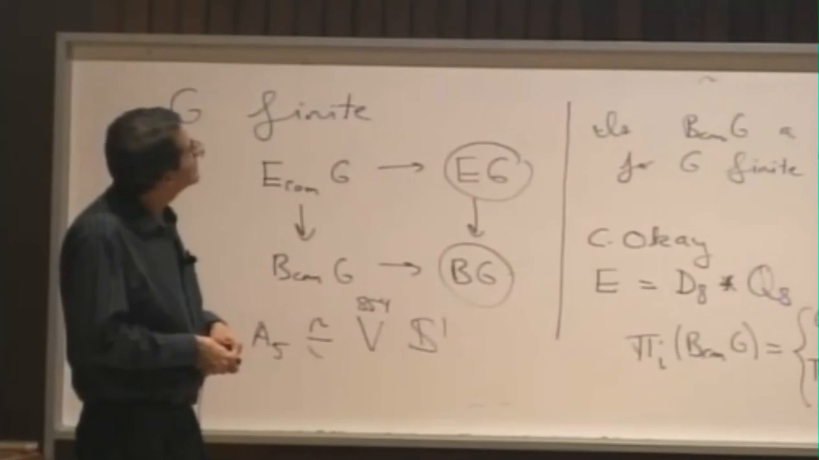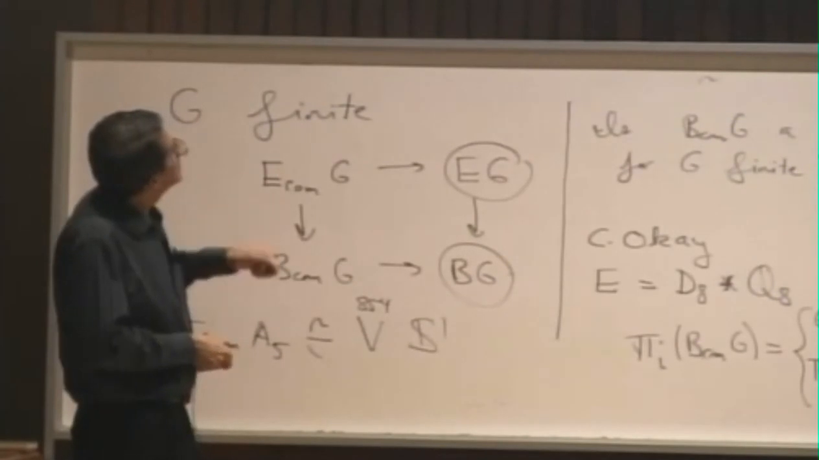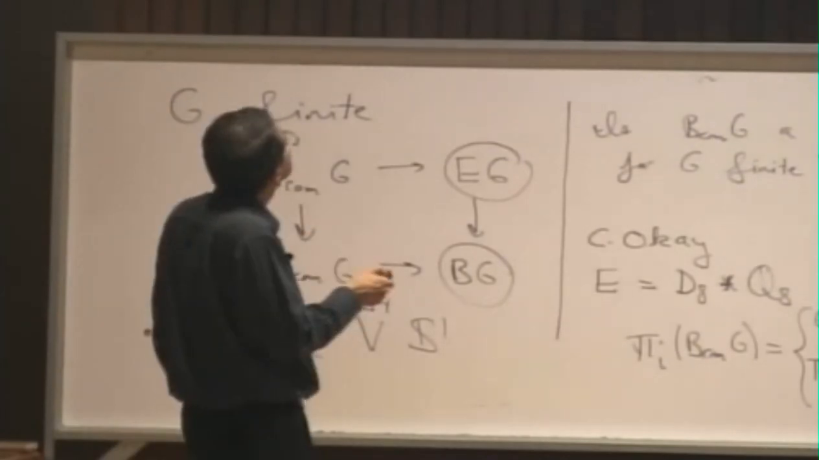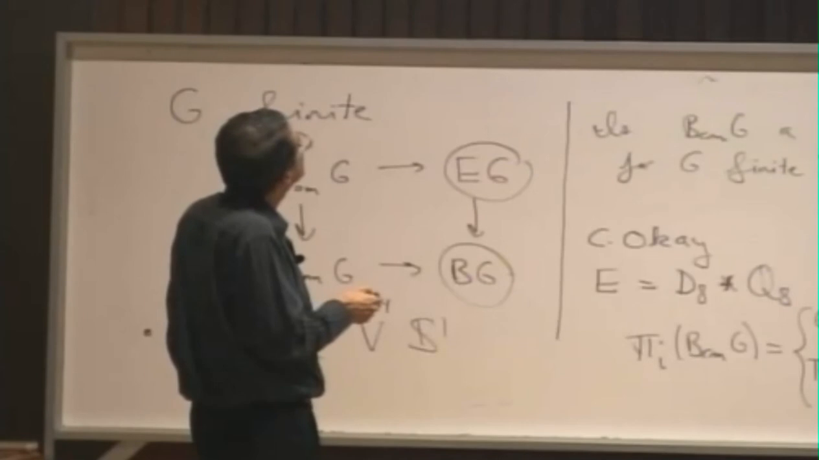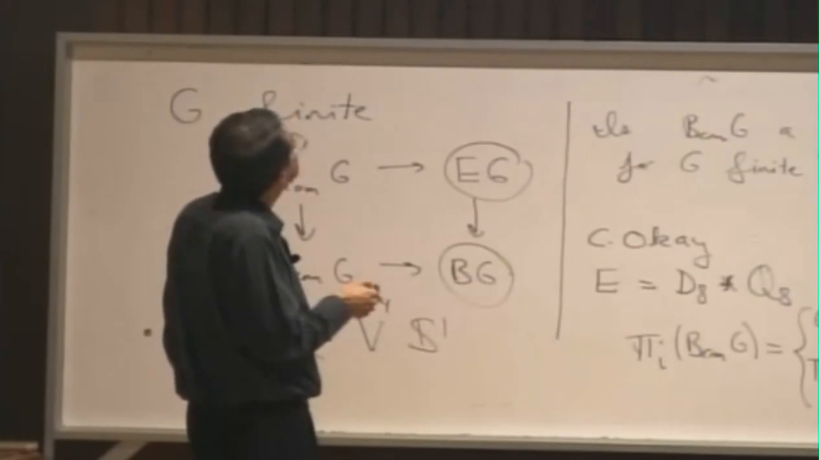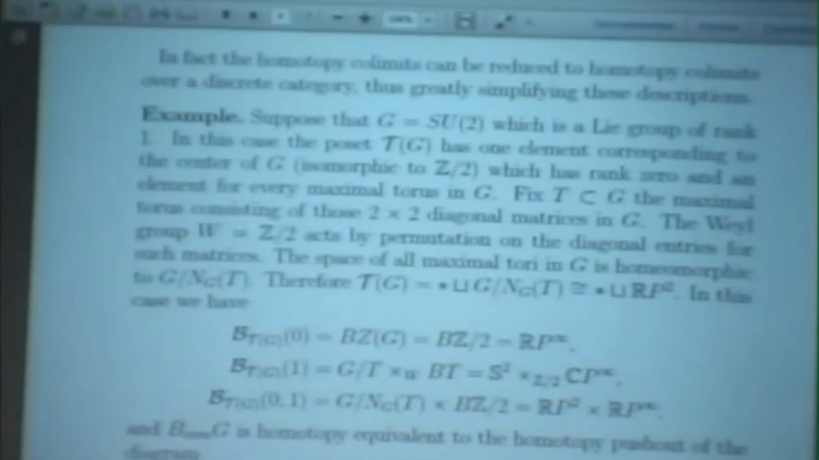Now, here's an example of computation. In fact, you can reduce these homotopy colimits to a calculation over a discrete category. I don't want to get into the details, but you can actually simplify these descriptions quite a bit. So let's look again at the case of SU2. This is a Lie group of rank 1. In this case, the poset, D of G, has one element corresponding to the center of G, which is isomorphic to Z mod 2. This has rank 0, and an element for every maximal torus in G.